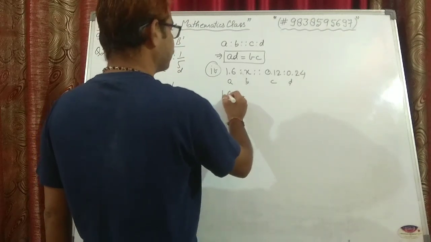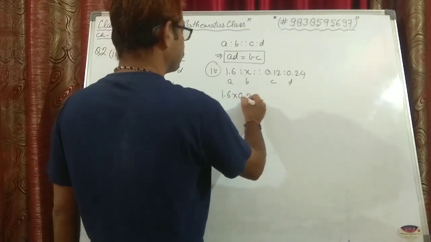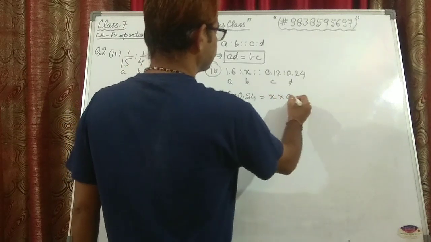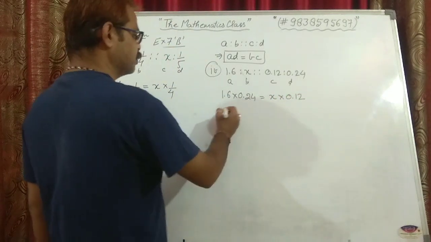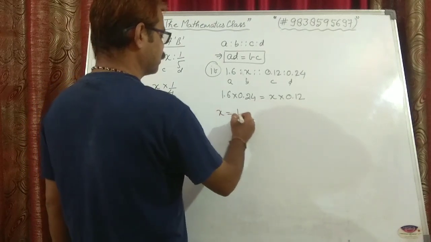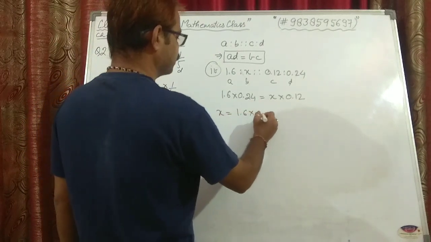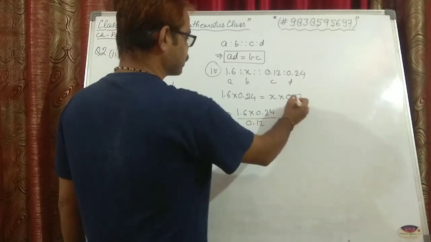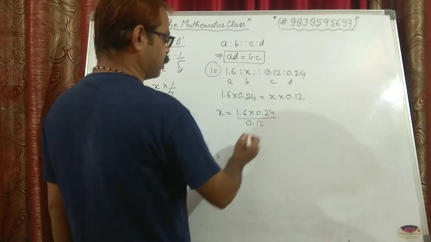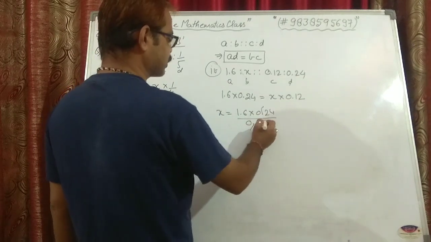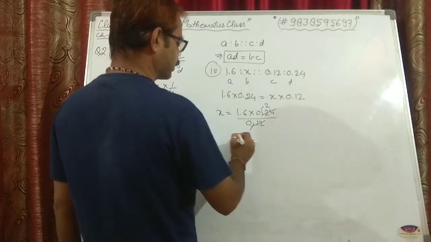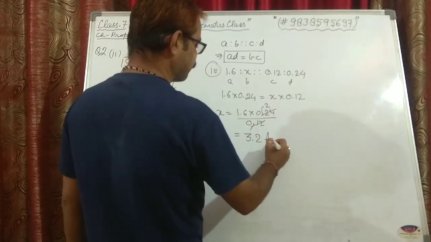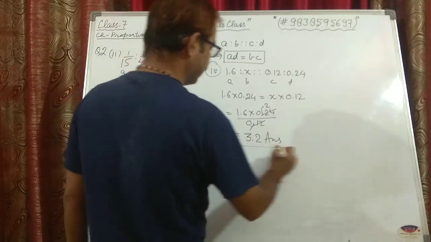So A into D, 1.6 into 0.24 should be equal to B into C, that is x into 0.12. So we can say x is equal to 1.6 into 0.24 upon 0.12. This 0.12 comes to the denominator. Decimal and decimal cancelled. 12 2s are 24, 16 2s are 32, so it will come 3.2. That is the final value of x.